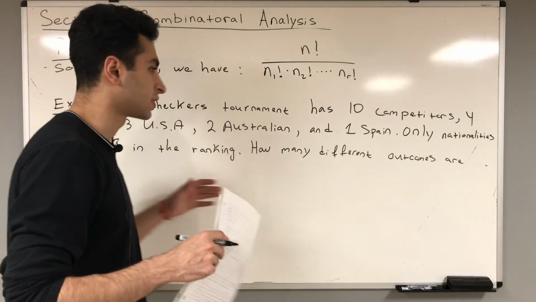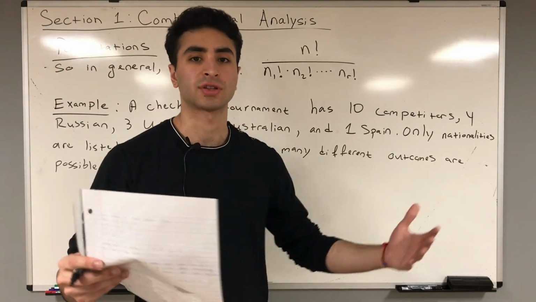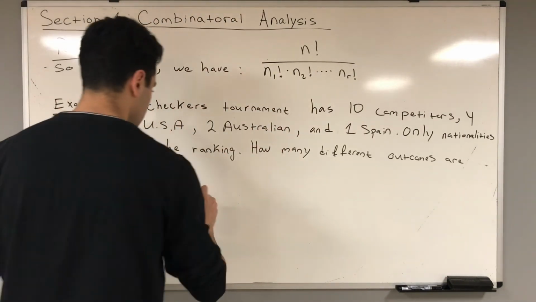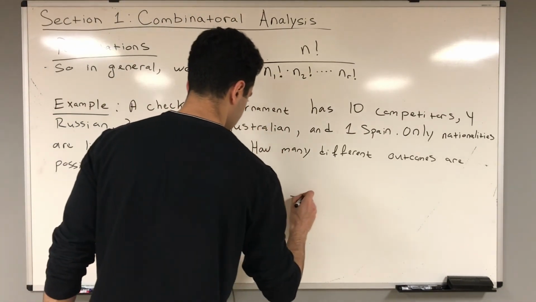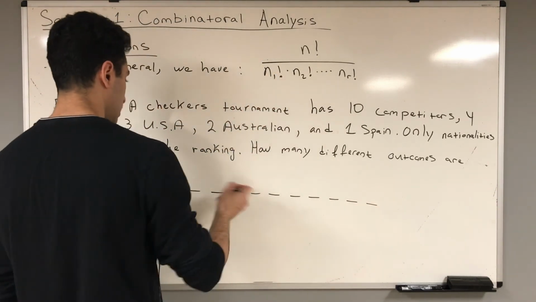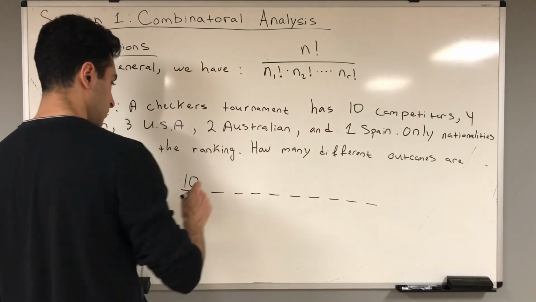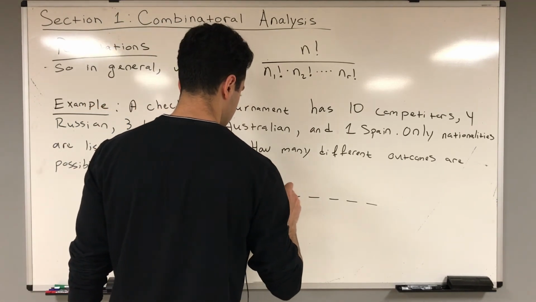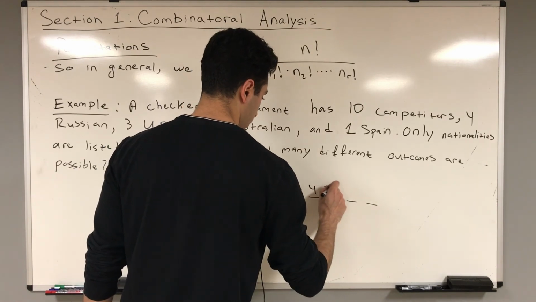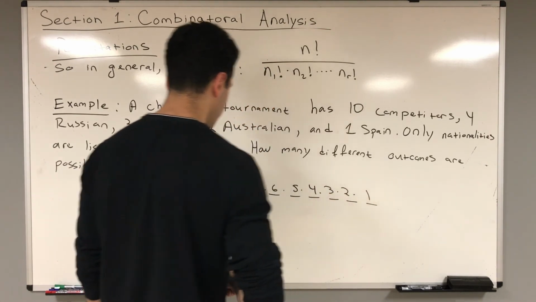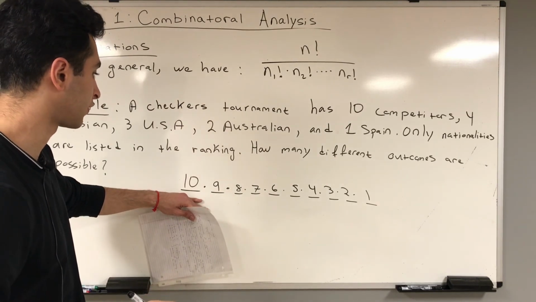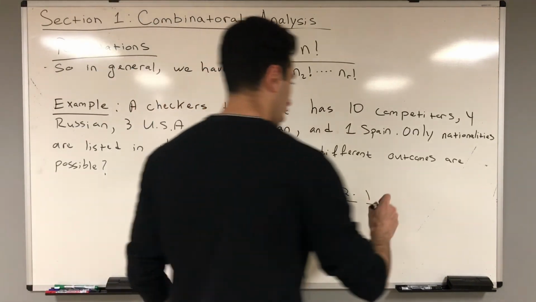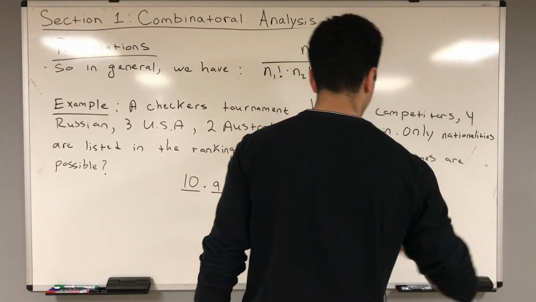So let's work through this like we did in the last example. Let's say we just wanted to find out the total number of outcomes, right? So we have 10 competitors. So 1, 2, 3, 4, 5, 6, 7, 8, 9, 10. You could choose 10 in the first, 9 in the second, 8, 7, 6, 5, 4, 3, 2, 1, right? 10 to choose from in the first place, 9 to choose from in the second, 8 to choose from in the third, and so on. Oh, this is just 10 factorial. And we would be done.